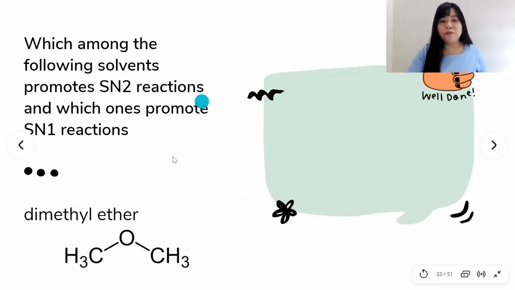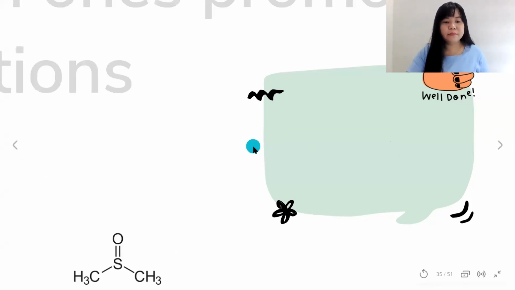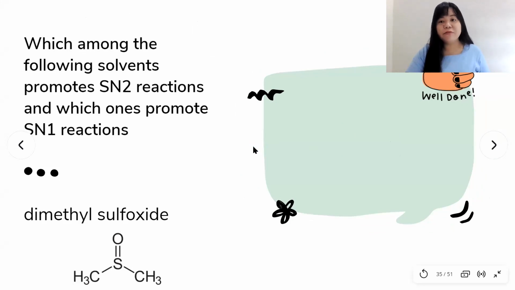Let's try answering the following questions. Which among the following solvents promotes SN2 reactions and which ones promote SN1 reactions? First, we have dimethyl ether. What do you think? Dimethyl ether is an aprotic solvent, therefore, it promotes SN2 reactions. Next, we have dimethyl sulfoxide. Again, it's also aprotic, therefore it promotes SN2 reactions.